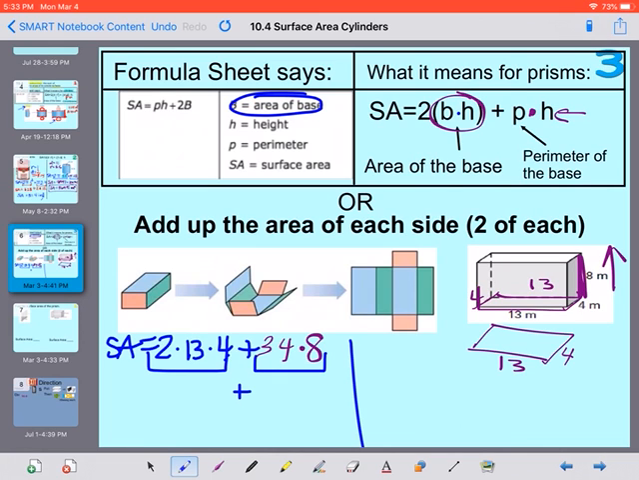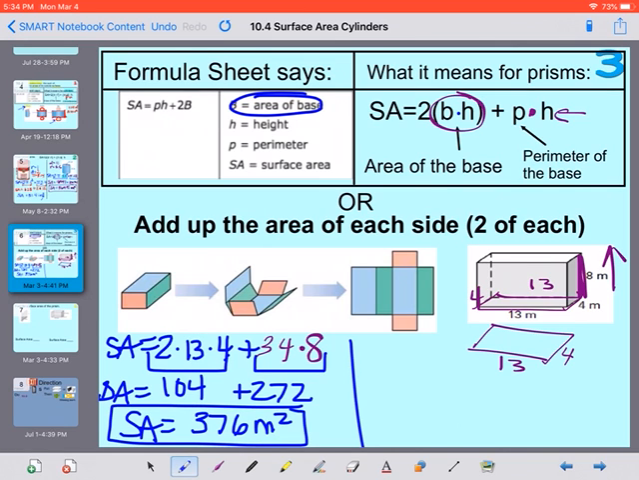2 times 13 times 4 gives us 104. And 34 times 8 gives us 272. And add 104 to that, we get 376. So our surface area is 376 meters squared. It's a flat if we lay it out in terms of a net.